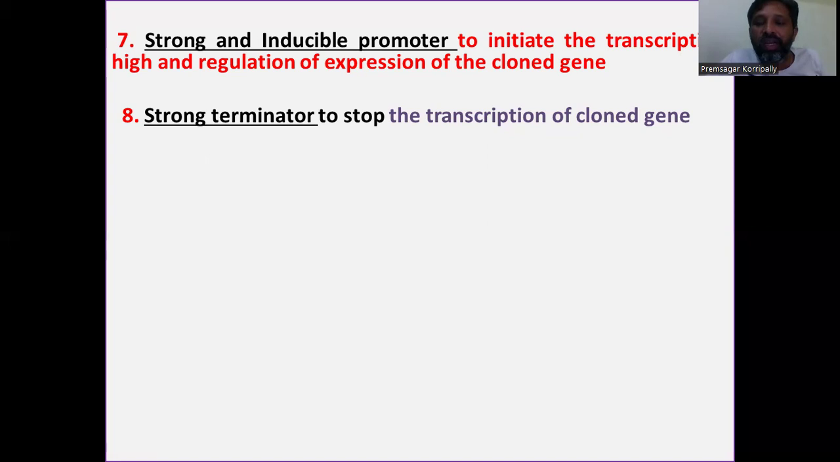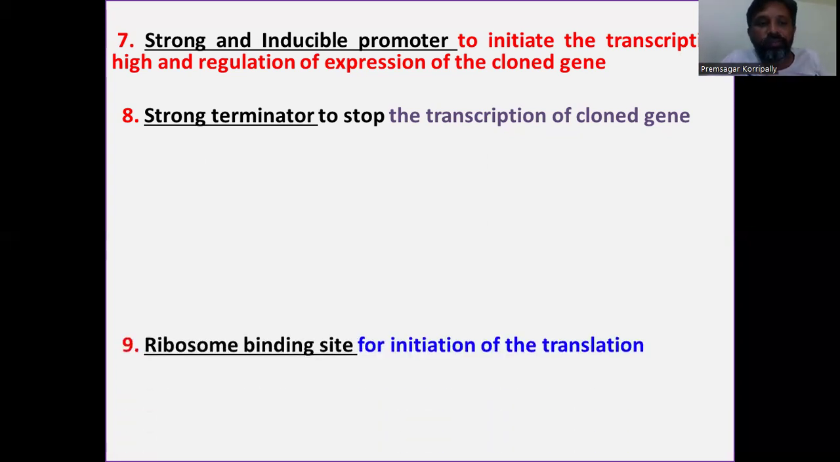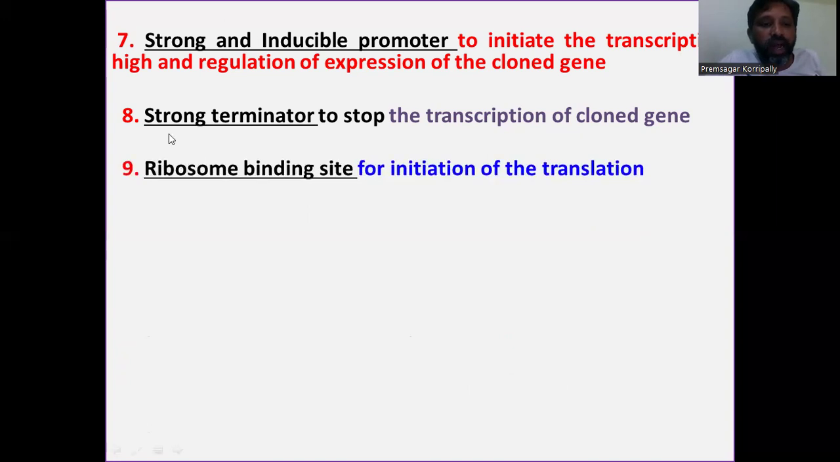A strong terminator means that at the end of your gene, there is a terminator sequence. That terminator sequence will stop the transcription of your cloned gene so that there is no further transcription. So, a strong terminator. And the 9th point is the ribosome binding site.